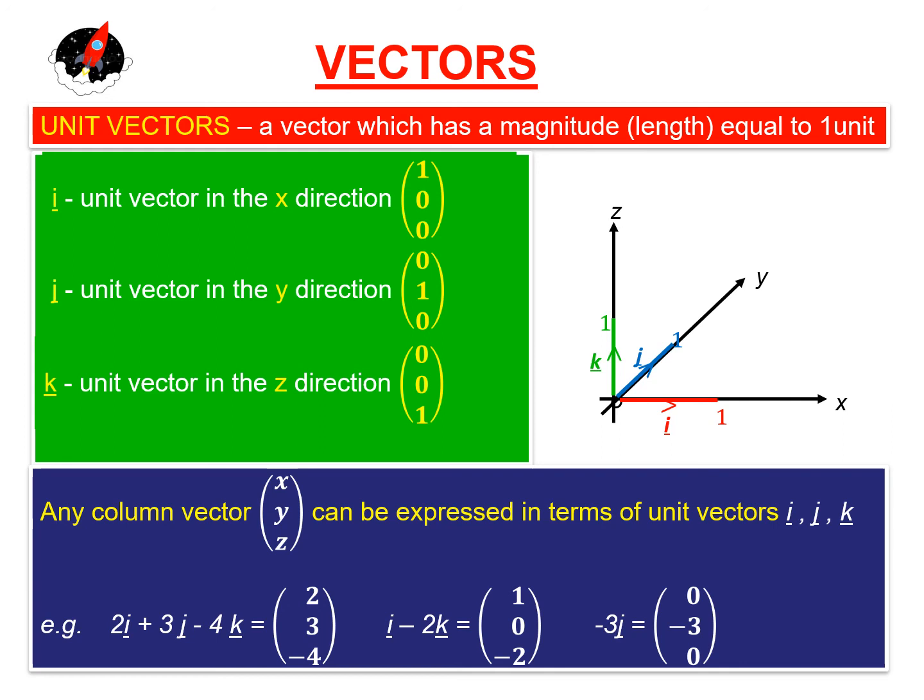Likewise, if we look at the third example, we just have -3j. There's no i term, so therefore there's no x component. There's no k term, so therefore there's no z component. There's just a j term, which corresponds to the y component, so therefore the column vector is 0, -3, 0.